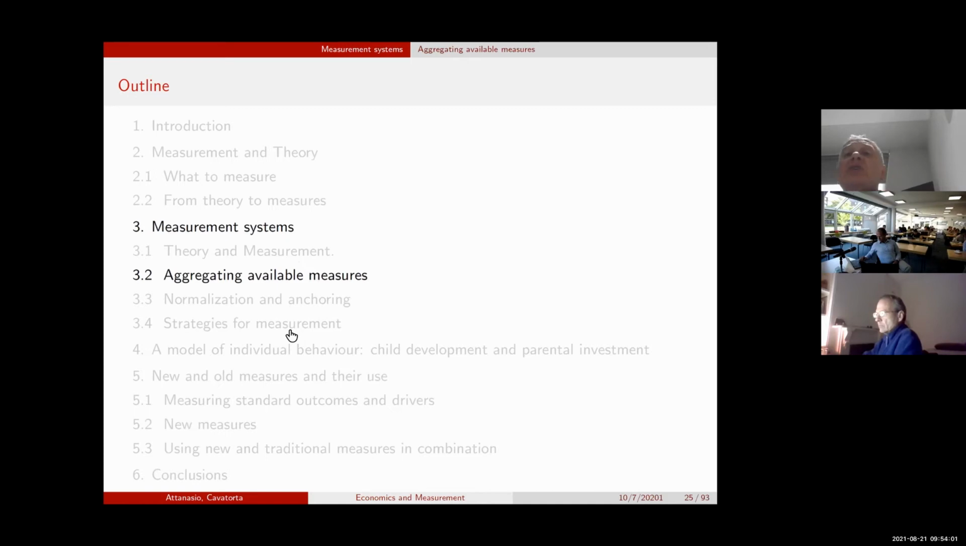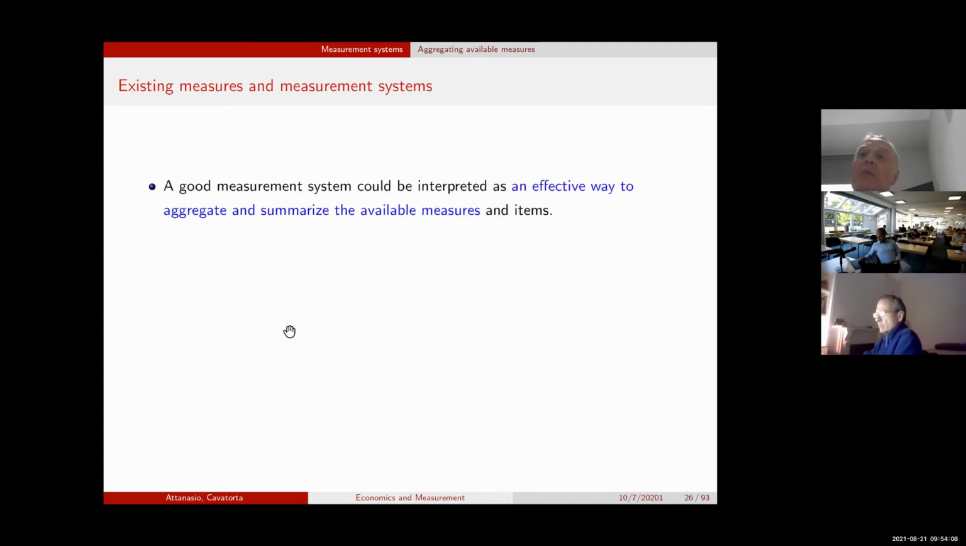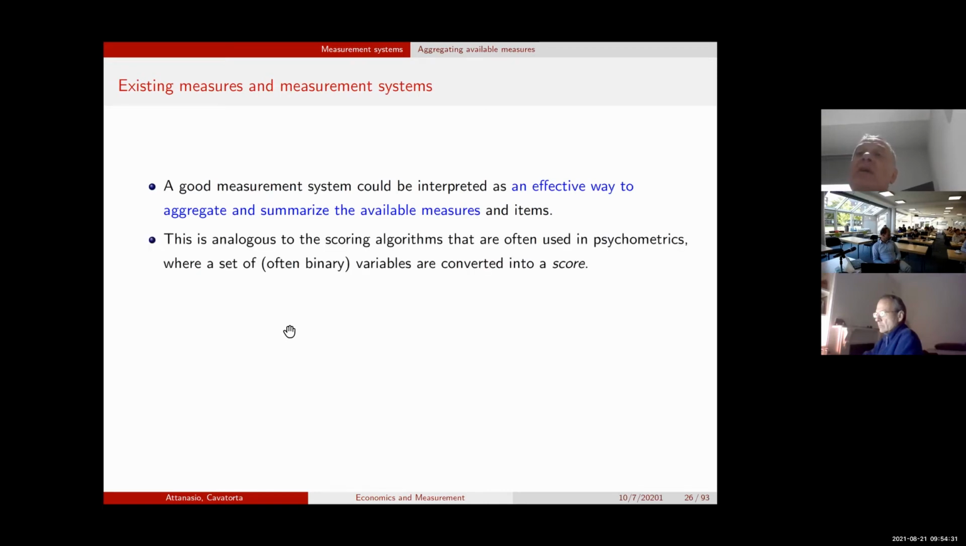The second issue is how you aggregate available measures. In a way, a good measurement system can be interpreted as an effective way to aggregate and summarize the available measures and items. The work that Eric was doing 2 days ago, that I was showing and discussing 2 days ago, explicitly makes a reference to the strategy.